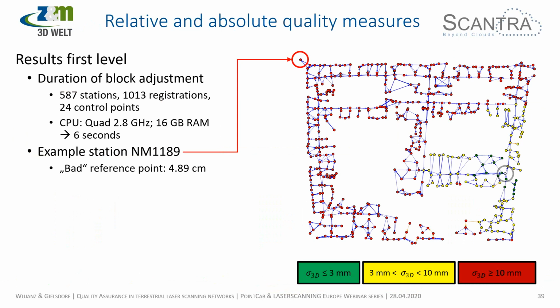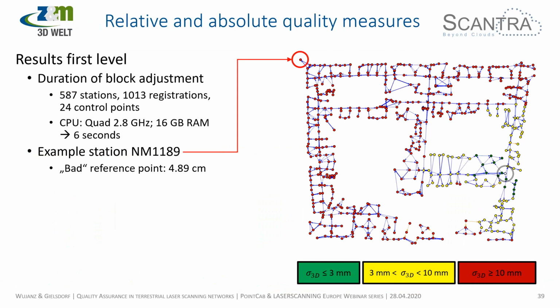So again, the block adjustment takes about 6 seconds on our granny computers. We use Dell XPS, just ordinary laptops at work, which have a quad-core 2.8 gig and 16 gigs of RAM. So it's not a rocket scientist computer in that sense.